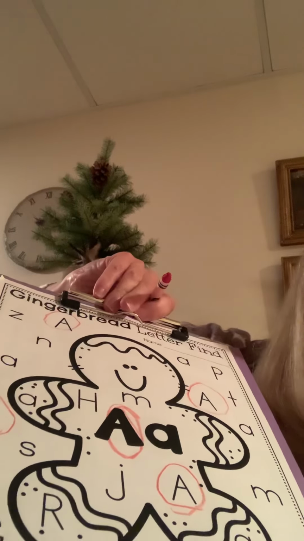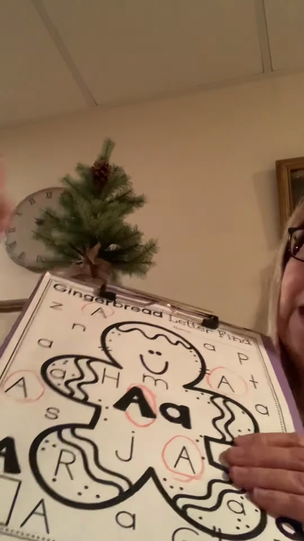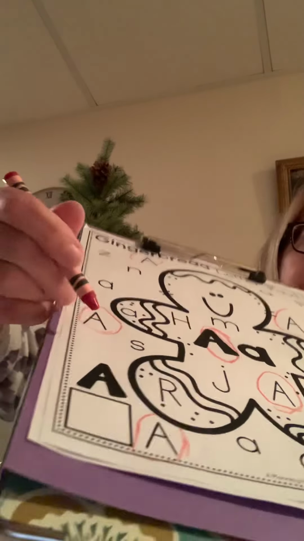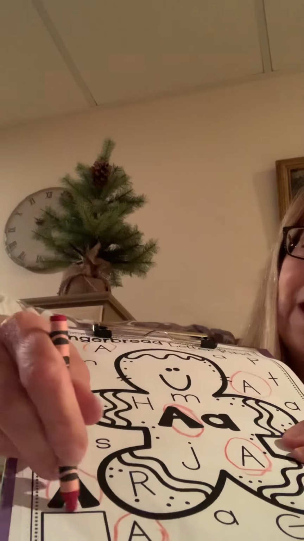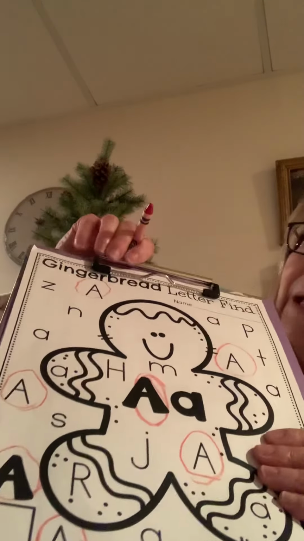Okay, I'm looking. The only ones left, I think, are the ones close to the box. So there was one next to the box and, of course, the one on top of the box. So I think I circled all the big letter or the capital A's.